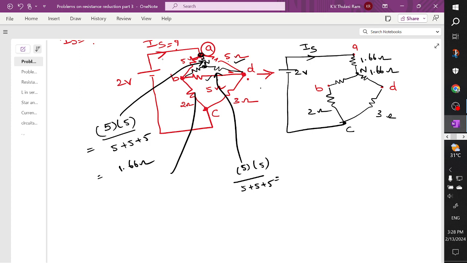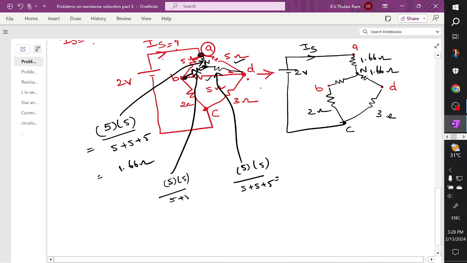Coming to this black color resistor, what are the elements connected? So 5 ohm and 5 ohm. So 5 into 5 divided by 5 plus 5 plus 5. So 25 divided by 15. When you perform, this is also 1.66.